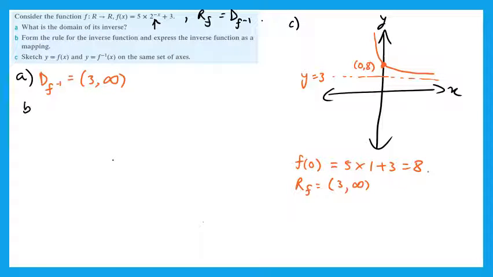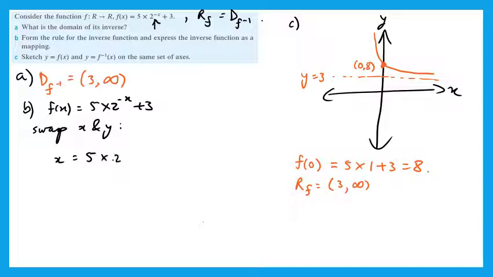Alright, part B. Form the rule of the inverse function, express the inverse as a mapping. All that's saying is we need to rewrite the notation up there by finding the inverse. So we have f of x equals 5 times 2 to the negative x, plus 3. So now let's swap our x and y's. Then we have x equals 5 times 2 to the power of negative y, plus 3.